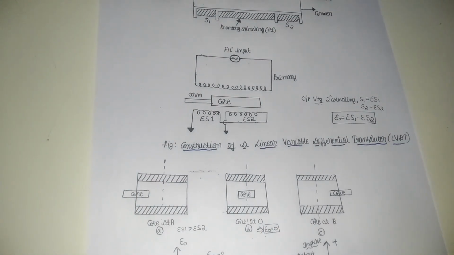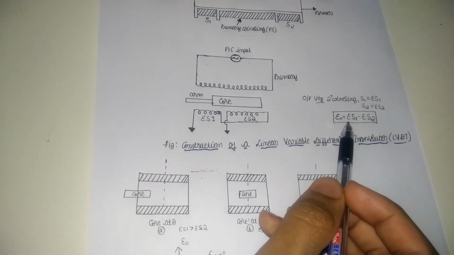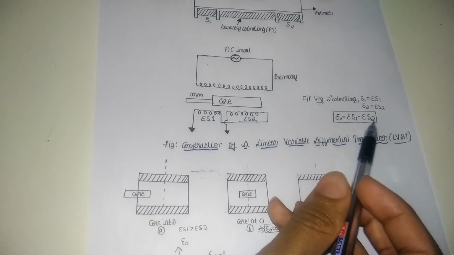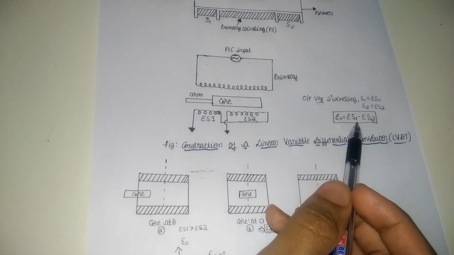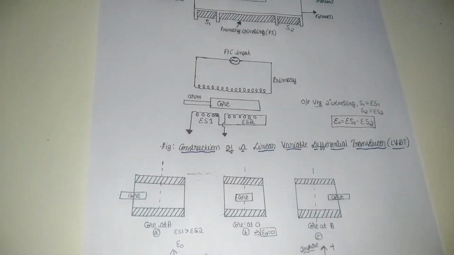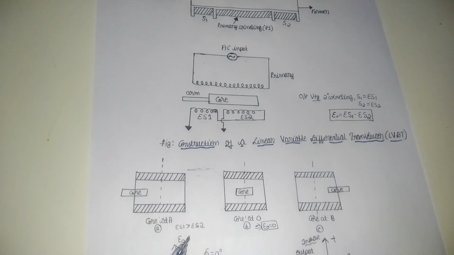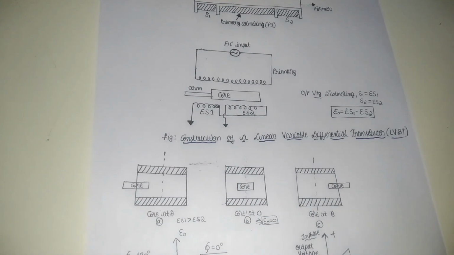Hence the output voltage of the transducer is the difference of the two voltages. The output voltage of the LVDT is obtained by the formula ES1 minus ES2. Now we can see how the LVDT works when the movable magnetic core is placed in various positions.